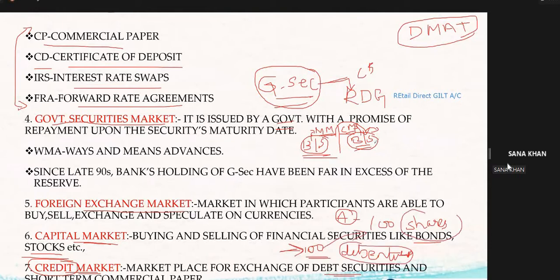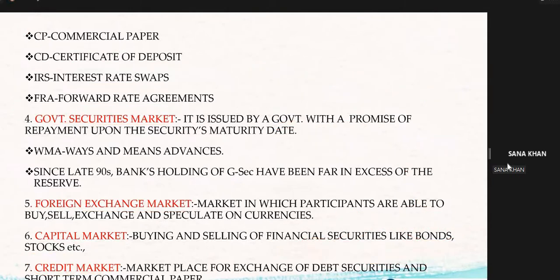Shares, I told you, you have to sell to somebody else. You can't redeem them from the company. But debentures, if you don't want them, you can just go to the company and redeem your debentures, and they will pay you. So this is the difference, and that happens in the credit market.